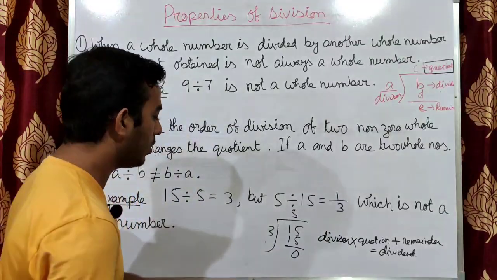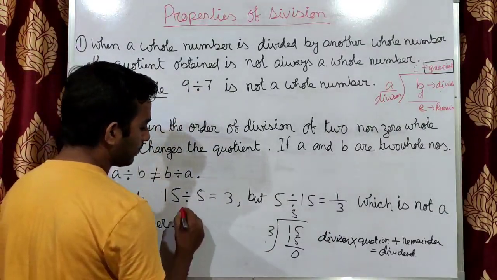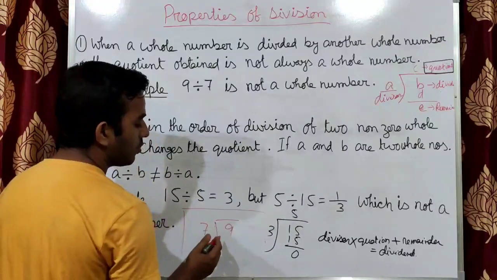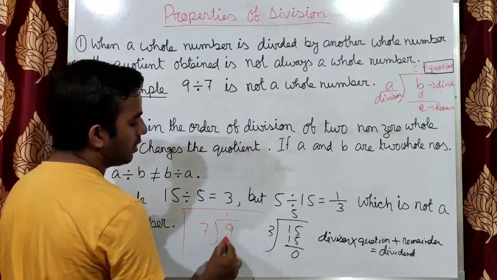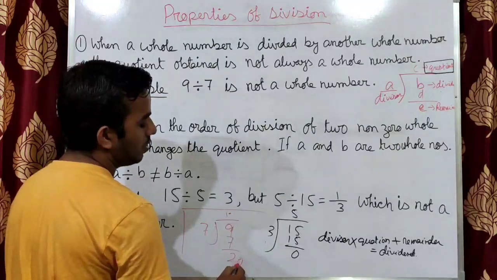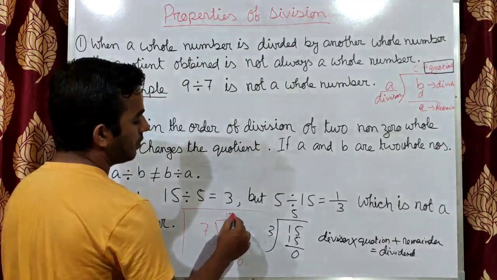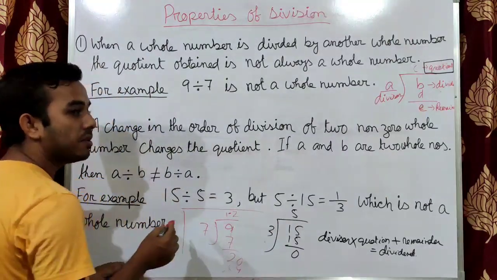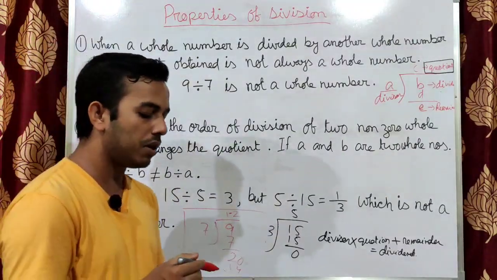What will be the result if we divide 9 by 7? Look here, 9 divided by 7. 7 into 1 is 7, then remainder 2 is left, 2, then 0, 2.0. Then suppose 7 2s are 14, then the decimal came, right? So if a decimal came, it is not a whole number.